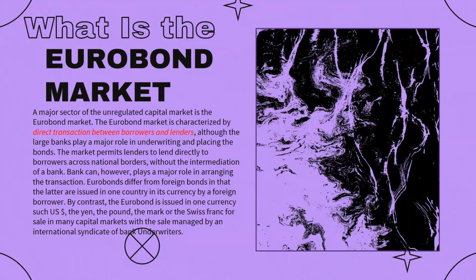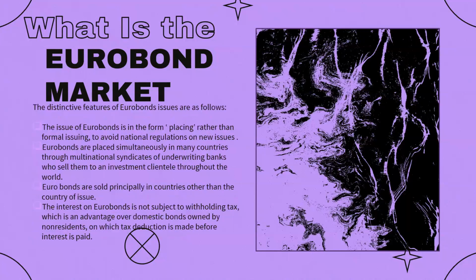So Eurobonds differ from foreign bonds in that the latter are issued in one country and its currency by a foreign borrower. By contrast, the Eurobond is issued in one currency, such as the US dollar, the yen, the pound, the mark, or the Swiss franc, for sale in many capital markets, with the sale managed by an international syndicate of bank underwriters. So the distinctive features of Eurobond issues are as follows.